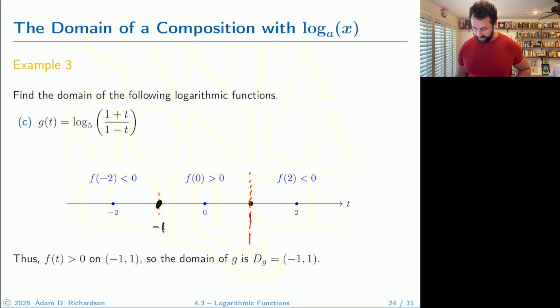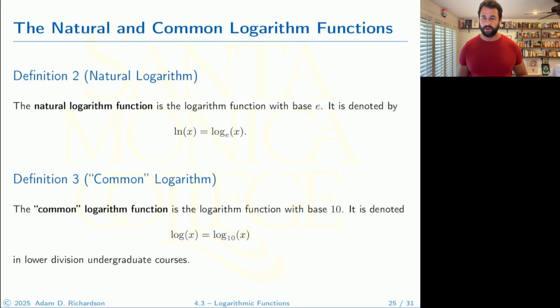All right. Now, pivoting a little bit, we got to talk about the natural and common logarithm functions. There's two very special logarithm functions, the natural logarithm and the common logarithm. The natural logarithm, as the name implies, is the logarithm with base e. Remember, e is the best base, and that is why we call it the natural exponential and the natural logarithm. You'll see why when you get to Calc 1.